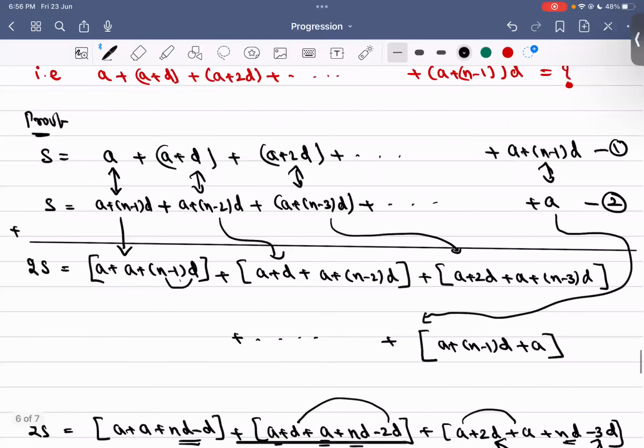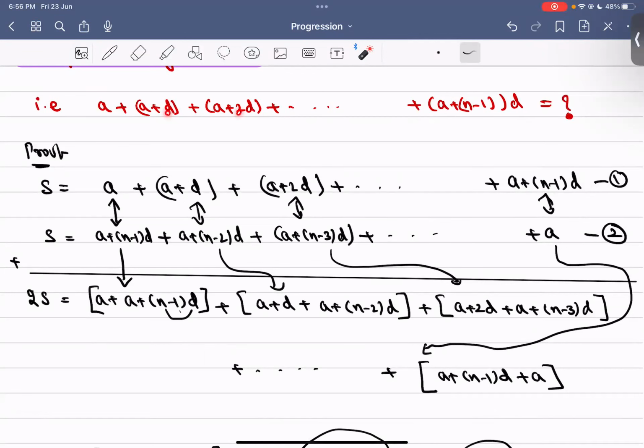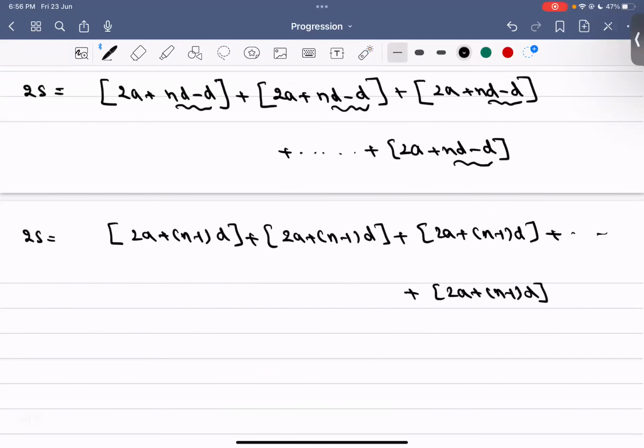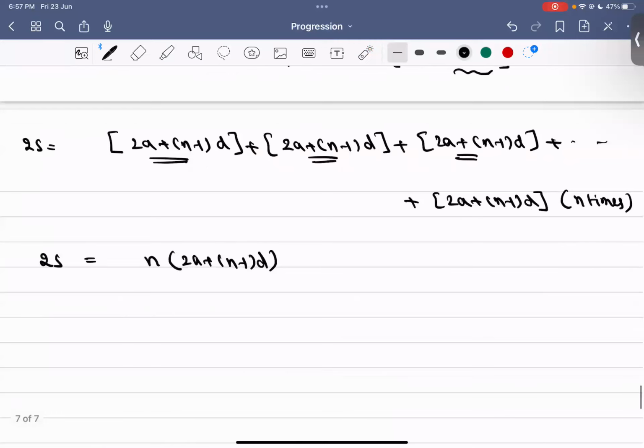N times. Because how many terms it has? 1, 2, 3, up to N. First term, N minus 1 plus 1. Total N terms are there. Therefore, N times, similar to the previous one. So N times you add. Therefore, 2S is equal to N times what? We are adding this one N times: N times 2A plus (N minus 1) into D. So our requirement is S. S is equal to N by 2 into 2A plus (N minus 1) into D.